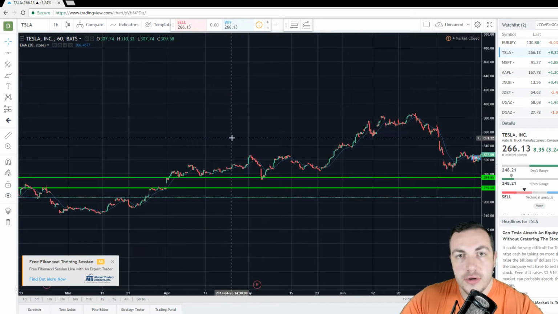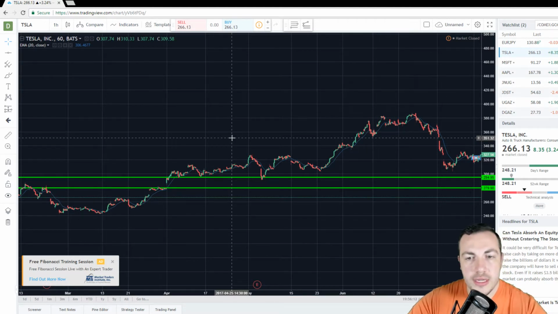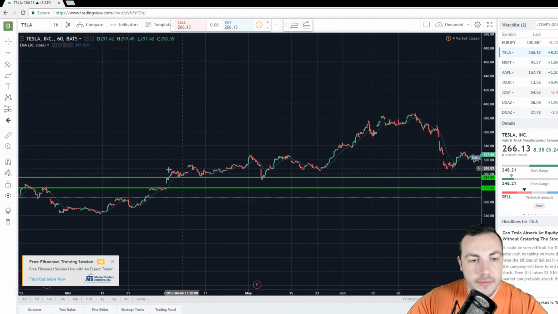So these lines are just 100% psychological. People watch them. Again, what moves the market is money. Obviously, the more you buy, the less shares there are available. It's a supply and demand thing, but people watch these lines and play off of them.